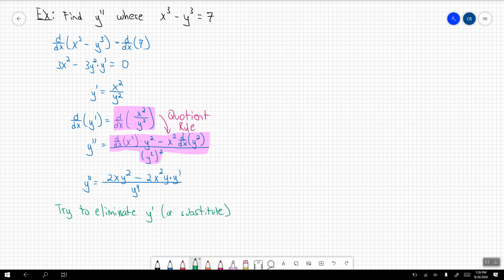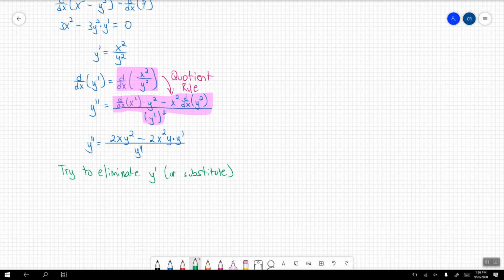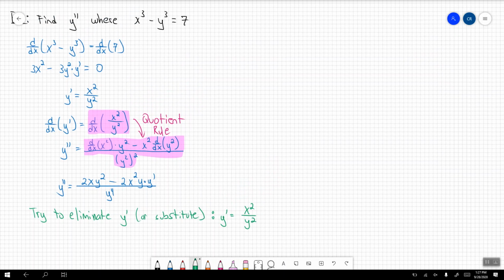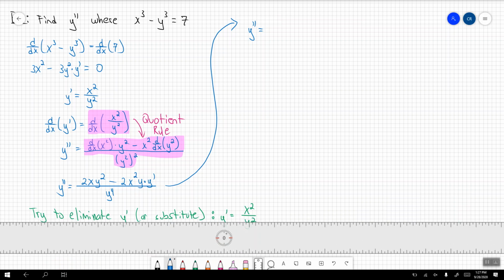And so what we're going to do is, we know what y prime is. y prime is this, x squared over y squared. And that's where I'm going to make my substitution. I'm actually going to go through on the top part of the screen up here, and I'm going to make that substitution to say that y double prime is equal to, let's get my fraction bar once again.